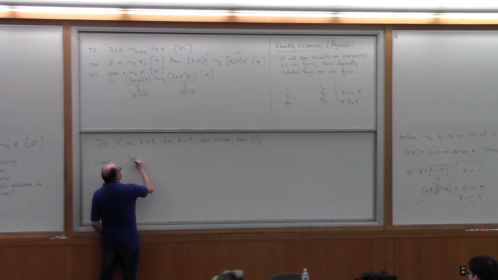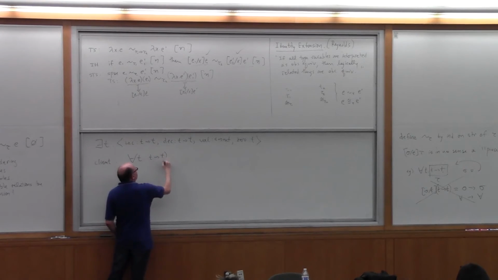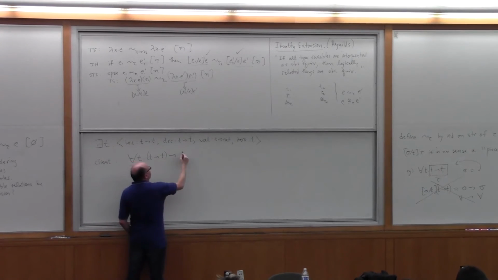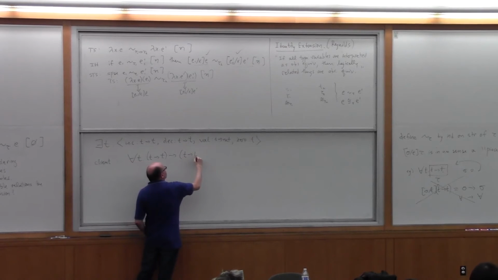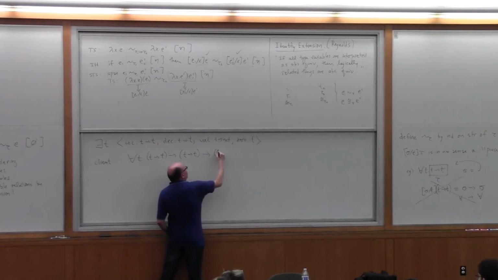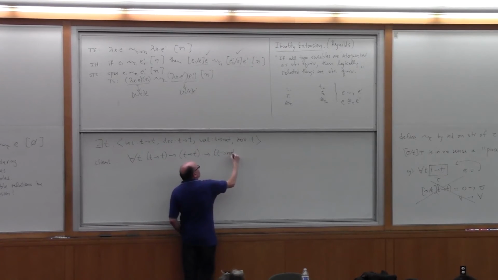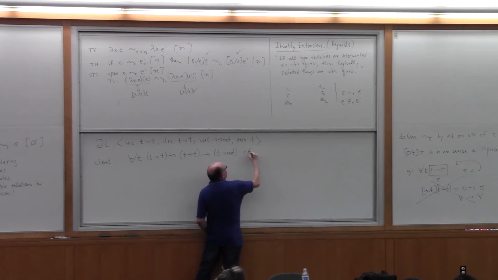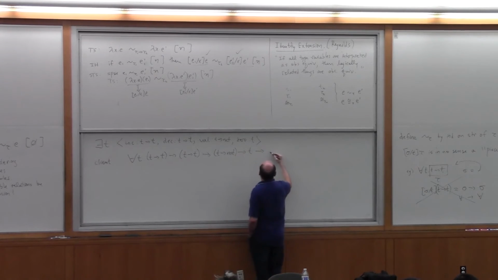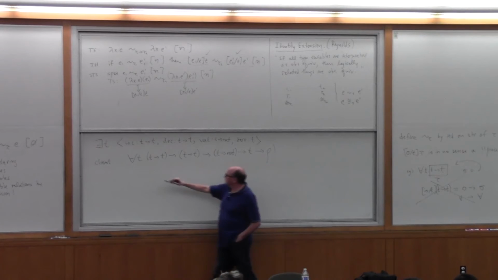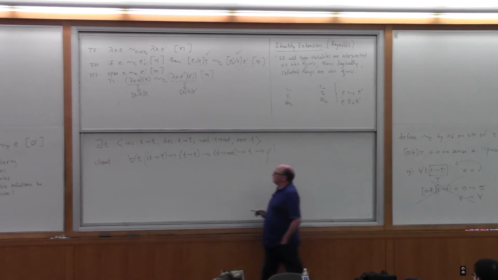So the client has the type for all t, and now I'll curry it. It'll help me to curry it. Okay, if you give me an inc, an increment, and you give me a decrement, and you give me a val, and you give me a 0, I'll give you a rho. That's what the client looks like.